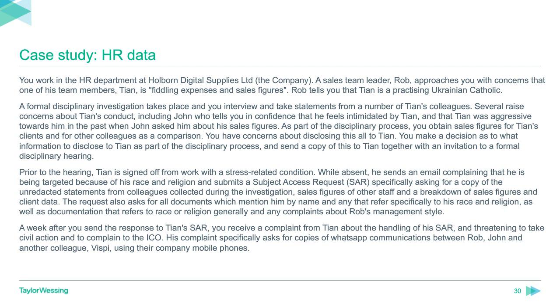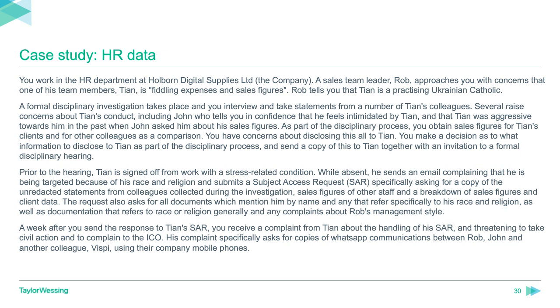Prior to the hearing, Tian has been signed off from work with a stress-related condition. While absent, he sends an email complaining that he is being targeted because of his race and religion, and submits a subject access request, specifically asking for a copy of the unredacted statements from colleagues collected during the investigation, sales figures of other staff, and a breakdown of sales figures and client data.